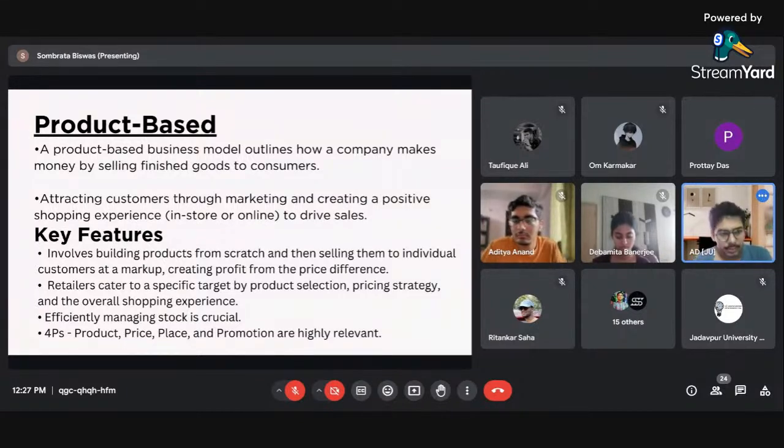So how do they do that? They do that by attracting a large number of customers through marketing, and they also drive sales by creating a positive shopping experience. Now, what are the key features of this model? Number one, retailers should have their main focus on quality and selection of products. By this I mean, for example, Cadbury, everyone's favorite, right? Cadbury has a wide range of products like this and that. Okay, and next one is competitive pricing. Now, guys, do you know about competitive pricing?